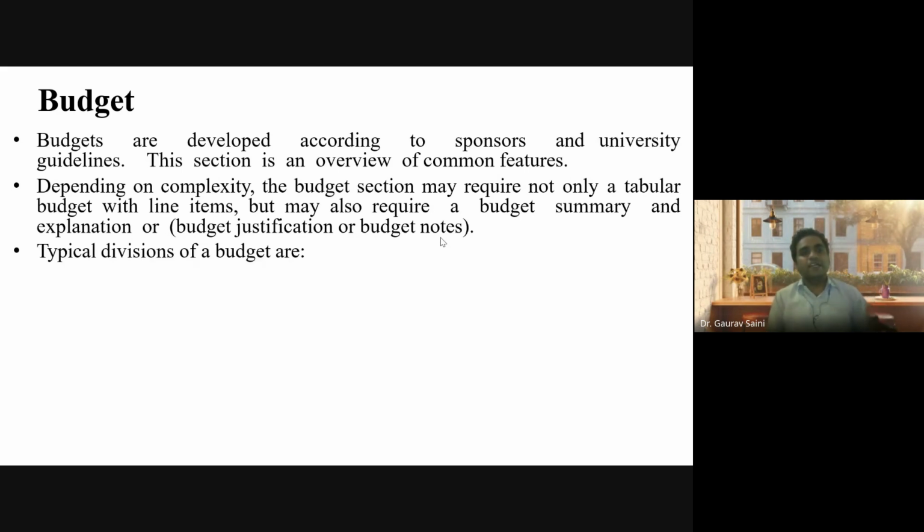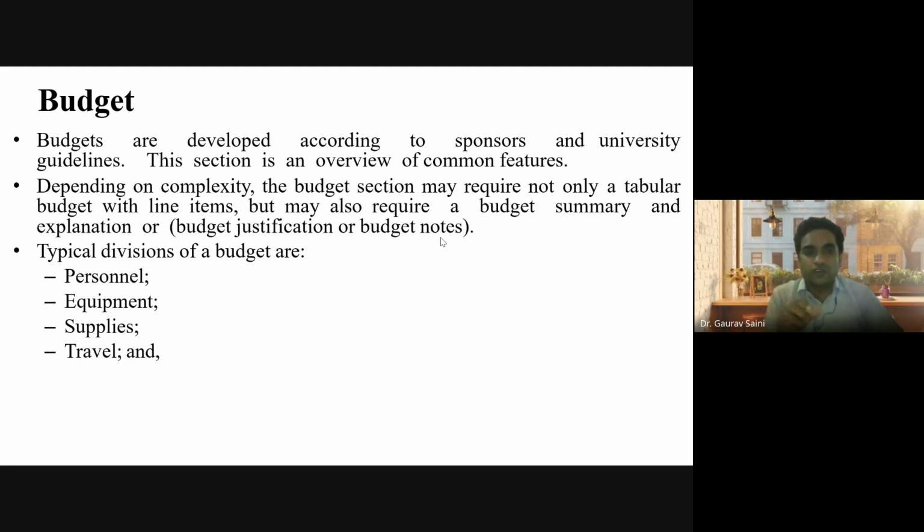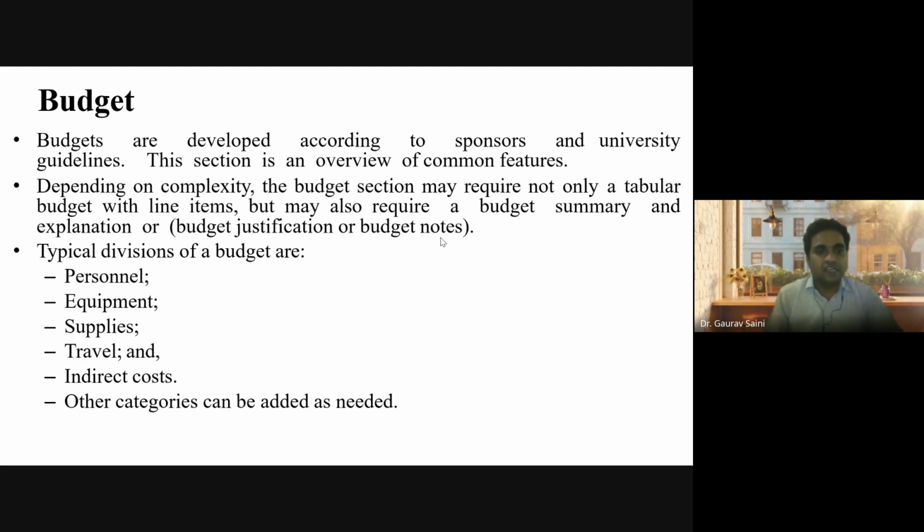So what are the typical divisions of the budget? As we have discussed, that may be personnel, the equipment, some of the supplies that you need for the completion of the project, and because of the completion you may need to travel, so the travel part is also there, and indirect cost that is not reflected in the above parts. Other categories can be added based on the specific requirements of the project, and based on the specific location of the project.